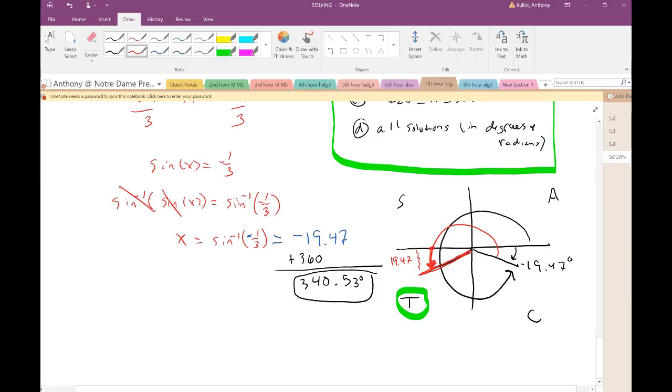Good. So the whole thing is 180 plus 19.47, because we did half a circle, from here to here, and then we did 19.47 more. Is it always going to be 180 plus that? No. I want to reiterate that. Is it always going to be 180 plus your angle measure? No.